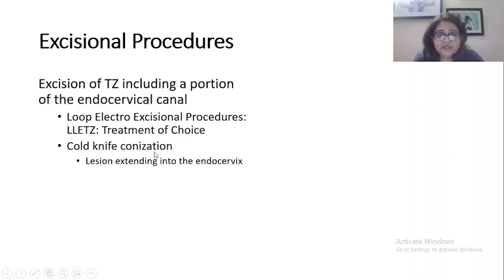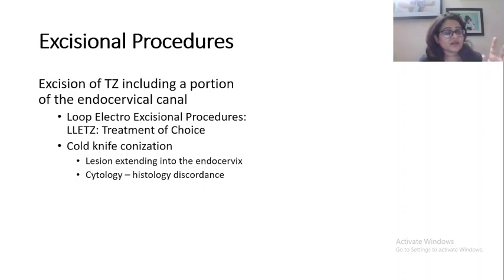When will we do a cold knife? If the lesion is extending into the endocervix, or if there is a gross difference in the cytology and histology. Say the cytology comes as HSIL, but the biopsy comes as CIN 1. So that does not correspond. With HSIL, you will expect it to be CIN 2 or 3. So there's some doubt now.